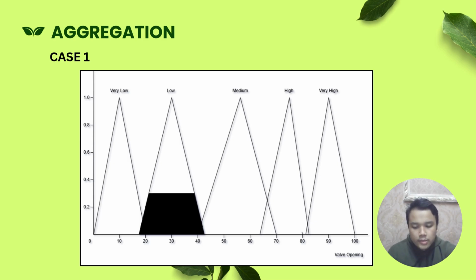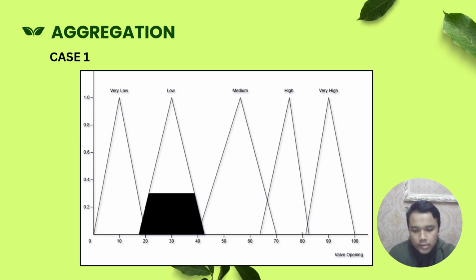Aggregation is a process of unification of the output of all rules, where we combine the membership functions of all rules into a single fuzzy set. So basically, to do the graph, we must refer to the rule evaluations. How to do that is we refer from the rules. This one is for the valve opening. We see the valve opening for case one is low. So we focus on the low part, and then how to determine the degree of membership.